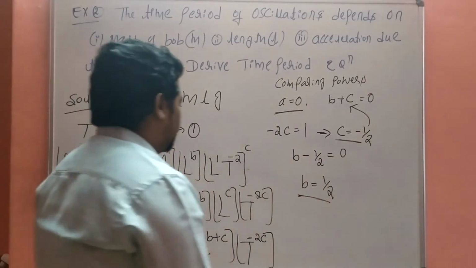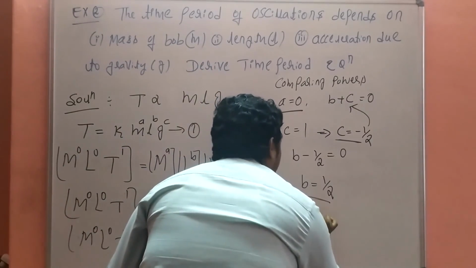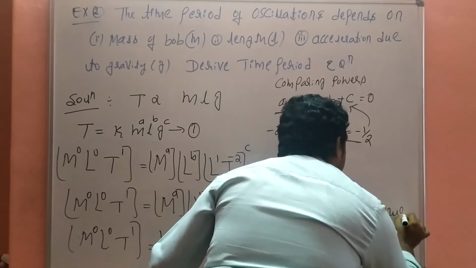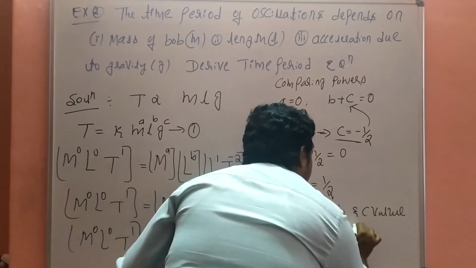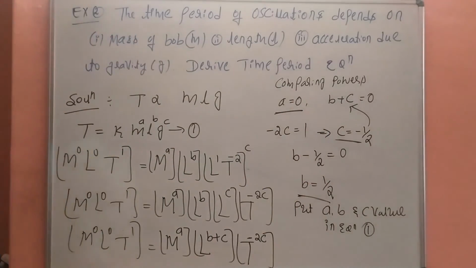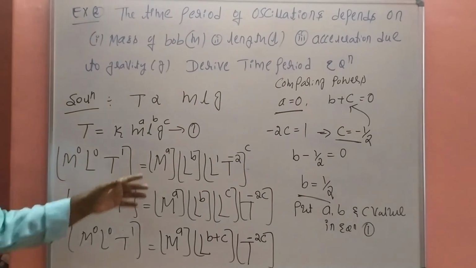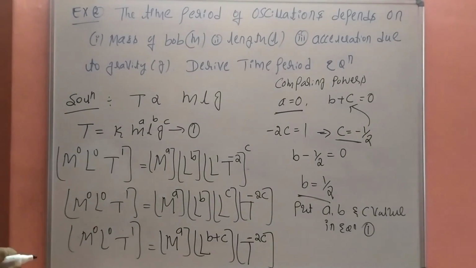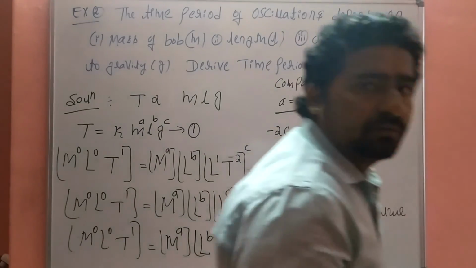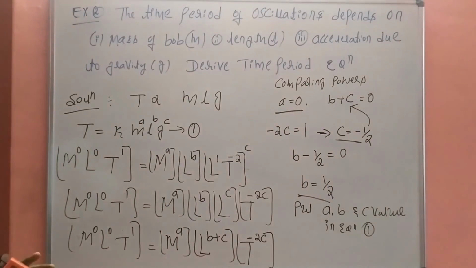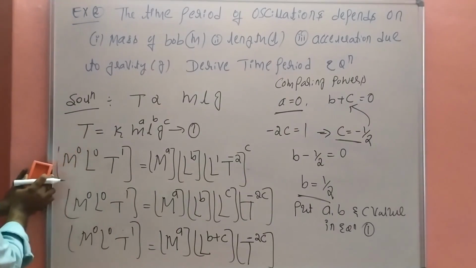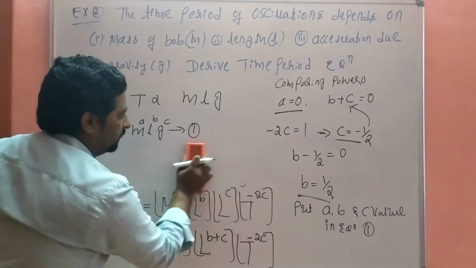Okay, so put the A, B and C values in equation 1, the substitution. Make the notes. It is a very simple method, just comparing the powers. Then come to the point: put the A, B, C values. Okay, shall I grab this part?